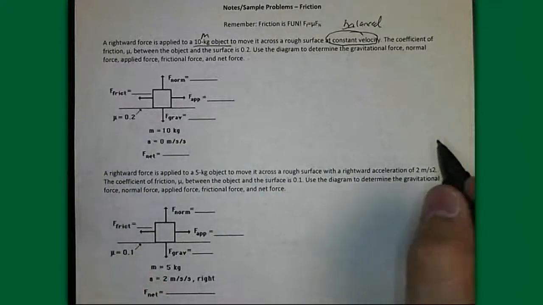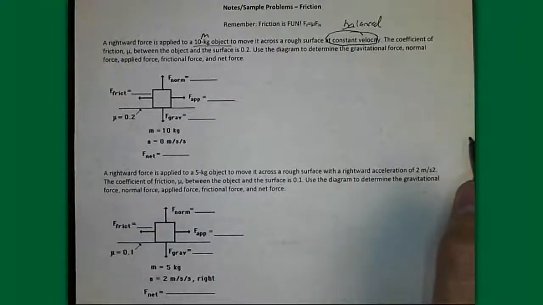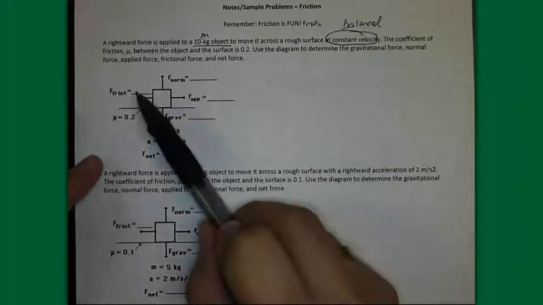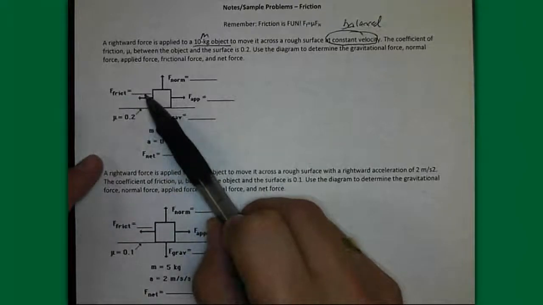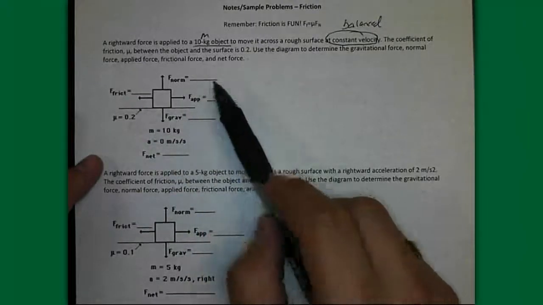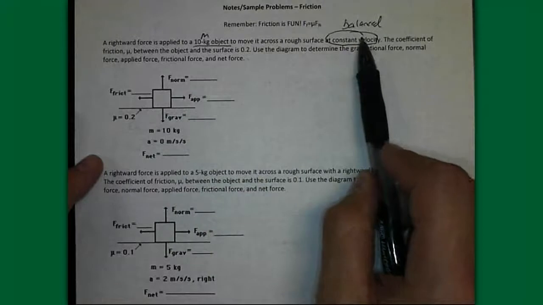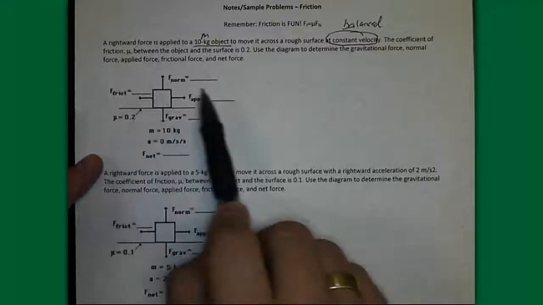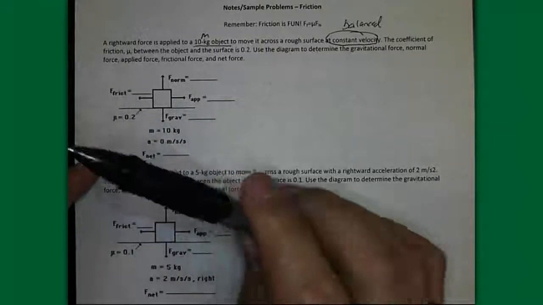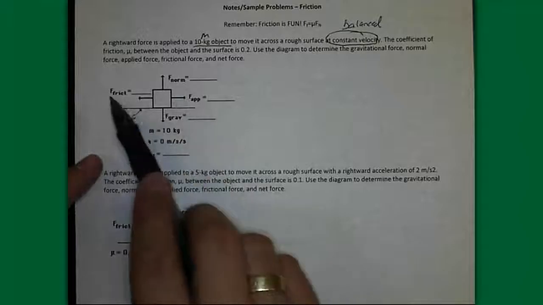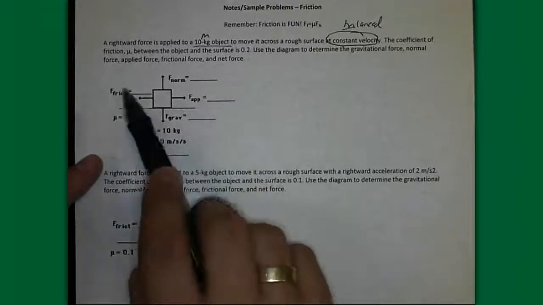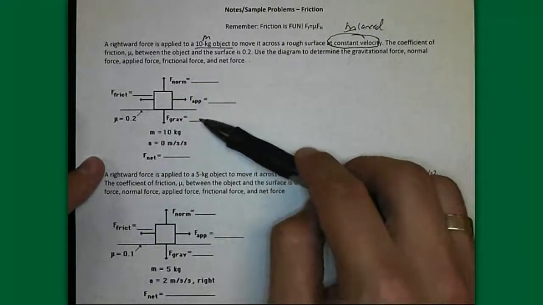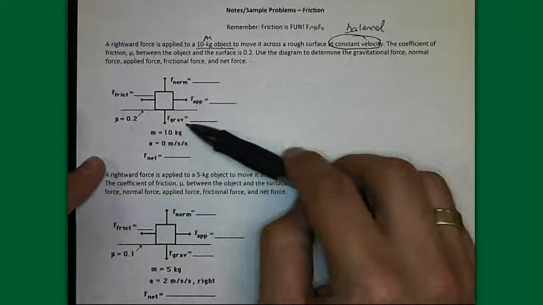All right, so let's go about this systematically. I'm looking at this diagram and I'm thinking, which of these can I find first? Well, I know the friction force is mu times the normal force, but I don't know the normal force. If it's at constant velocity, I know that these two have to be equal, but I don't know this one either. The net force is the sum of these two forces, so I can't find it yet. The normal force I know equals the gravitational force, so I got to find the gravitational force first.